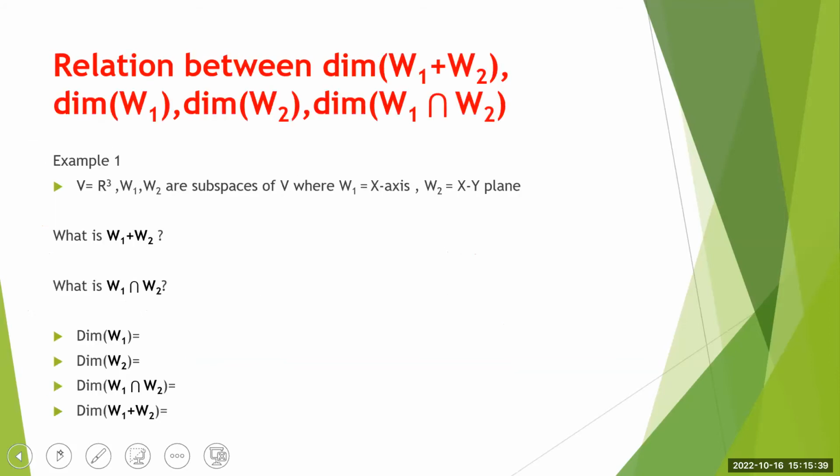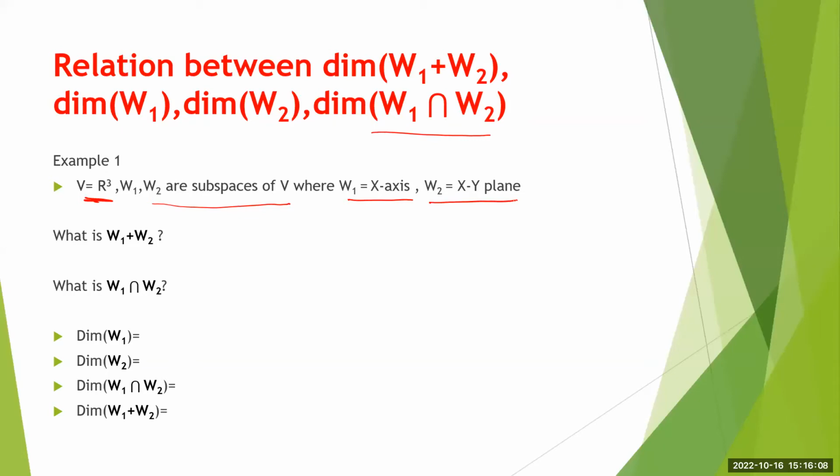Okay. Now let's talk about some relations between the dimension of W1 plus W2, dimension of W1, dimension of W2, and dimension of W1 intersection W2. Let's think about some examples. Suppose V is a vector space, which is R3, and W1 and W2 are subspaces of vector space V, where my W1 is x-axis and W2 is xy plane.